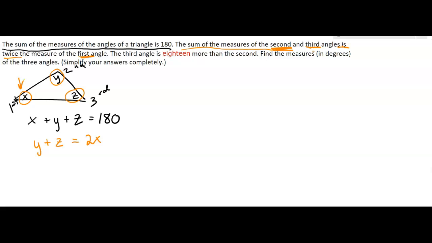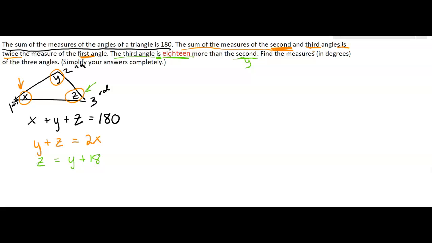Okay, the third equation says the third angle, so that's z, is 18 more than the second. So the third angle, z, is, there's that equal sign, 18 more than the second, and the second is y. So y plus 18, 18 more than the second. Okay, now we have our three equations.